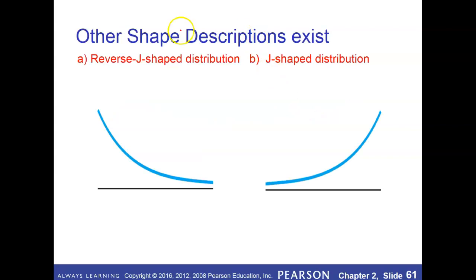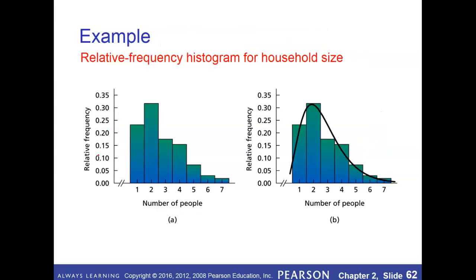So then we have other shapes. We have the reverse J shape here, okay? And then we have the J-shaped distribution, which kind of just starts off really low in one area, and then as we get going and going, it gets higher and higher, either to the right if it's J-shaped or to the left if it's reverse J-shaped. So those are just different types of distribution shapes. And so let's take a look at some examples.